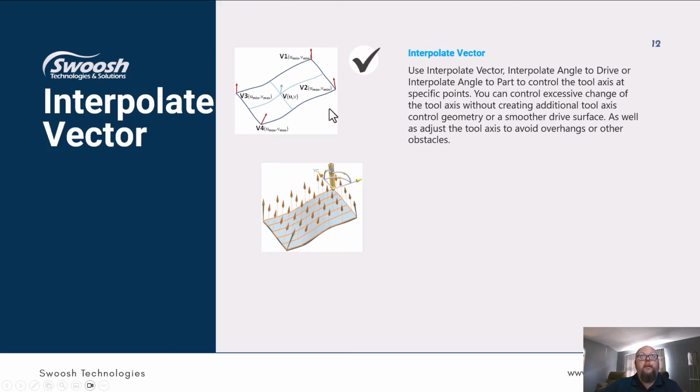Now, you can modify those vectors. You can add points and include extra vectors. There's really no limit to how many. But what the software is doing is interpolating between those points. So you can have some nice tool paths that fan very smoothly. You can have tool paths that change very abruptly.